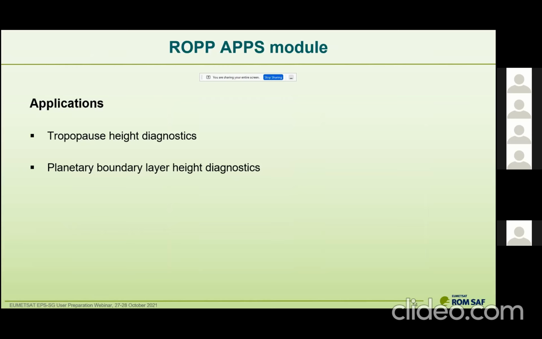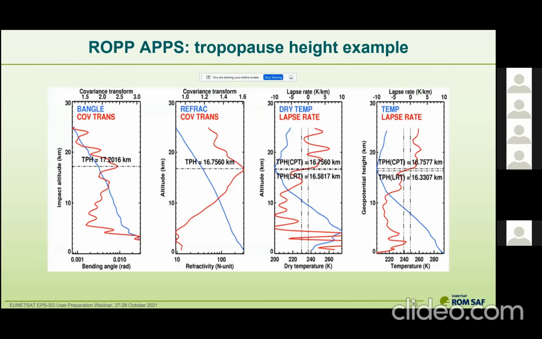There's an applications module, which does bits and pieces that don't fit in anywhere else. Currently, that just has 2 things in it, something to diagnose tropopause heights and something to diagnose planetary boundary layer heights. You'll remember from Ricardo's presentation that these are going to be produced by EUMETSAT, and this is the tool that it's going to use. Here's one example, tropopause height, and the leftmost picture is the bending angle. Again, in blue here, you might just be able to see a little kink in the profile about there.